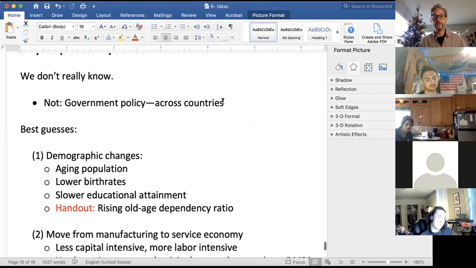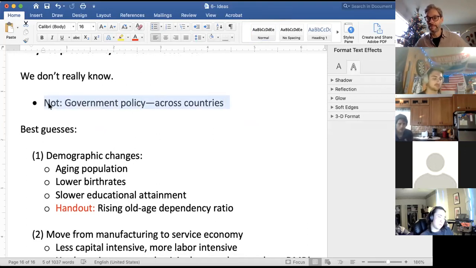One thing is, we know that this isn't necessarily because of government policy, right? Some people have said, well, maybe the government regulates too much or taxes too much. The thing is, we've observed very similar behavior across other countries with different governments and different government policies. So we can't rule government policy out, but it's hard to see government policy as the big driving factor here.